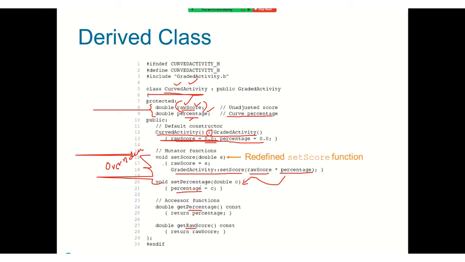When you do the mutate, when you override the function, then the function definition, if you think about the class's API, the definition of the function, they remain exactly the same, but the only difference is that their behaviors are modified. So the derived class, the curved activity, is a graded activity, but the behavior of curved activity is different from graded activity. Why? Because we overrode this set score function. And this is how polymorphism works. So this is an introduction to polymorphism.